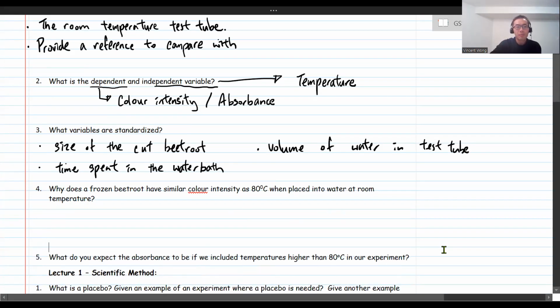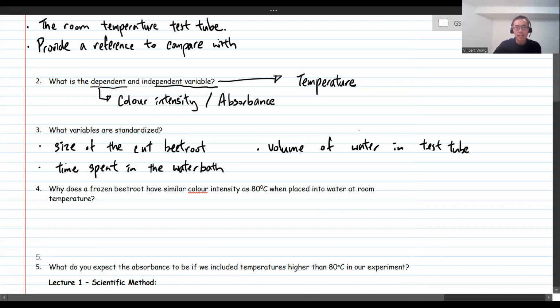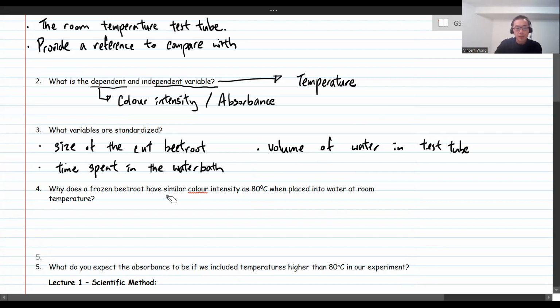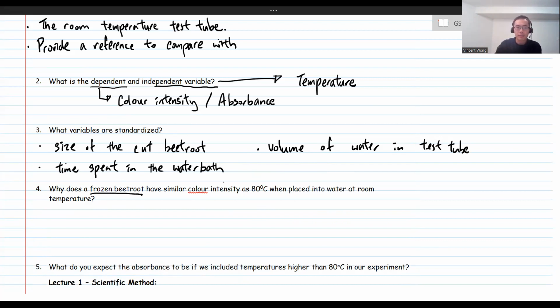Why does a frozen beetroot have similar color intensity as 80 degrees? You should know by now, at 80 degrees, the cell membrane is pretty much destroyed and all the color leaked out. And this question is asking, why would a frozen beetroot have all the colors leaked out? I mean, you didn't heat it up or anything.